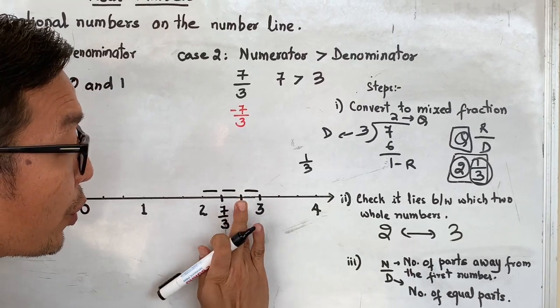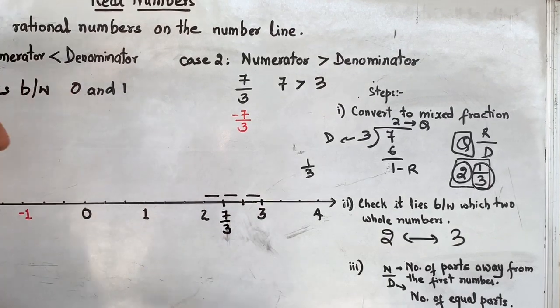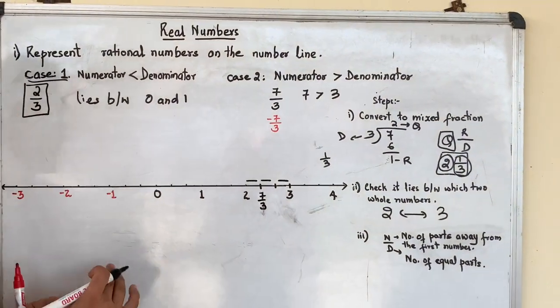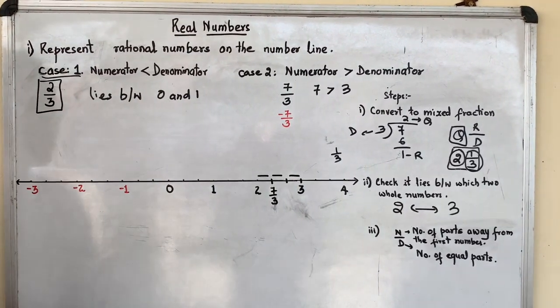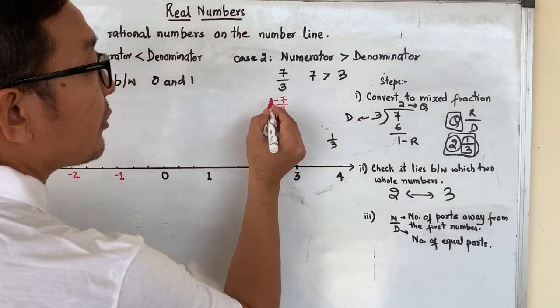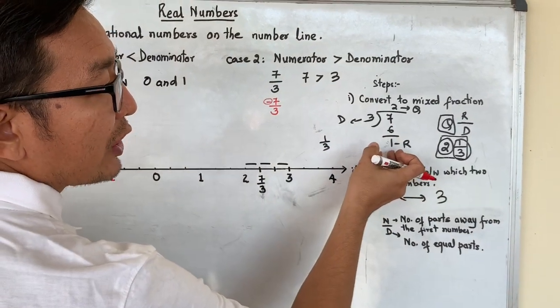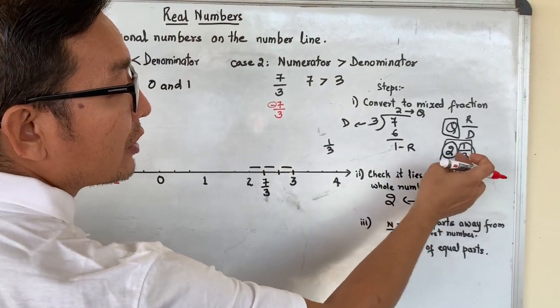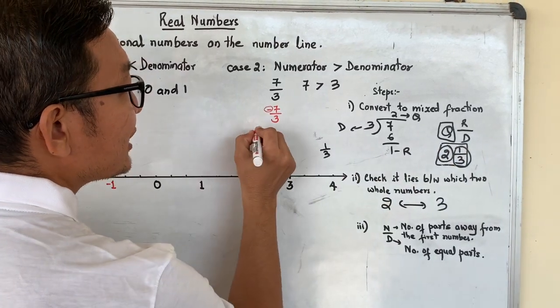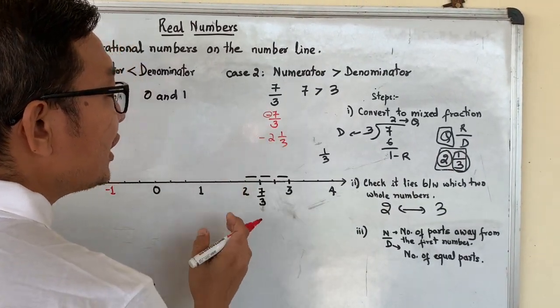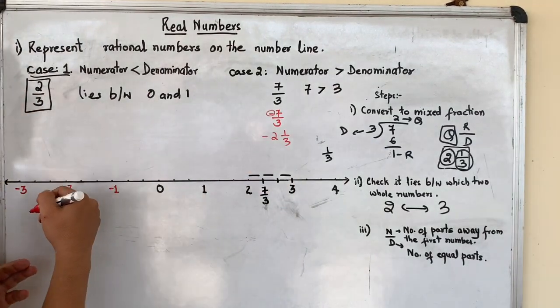So the point, negative 7 upon 3 is on the left side. Negative 7 upon 3. Mixed fractions, for example 2 1 upon 3, and negative 2 1 upon 3. Negative 2, next the negative 3.